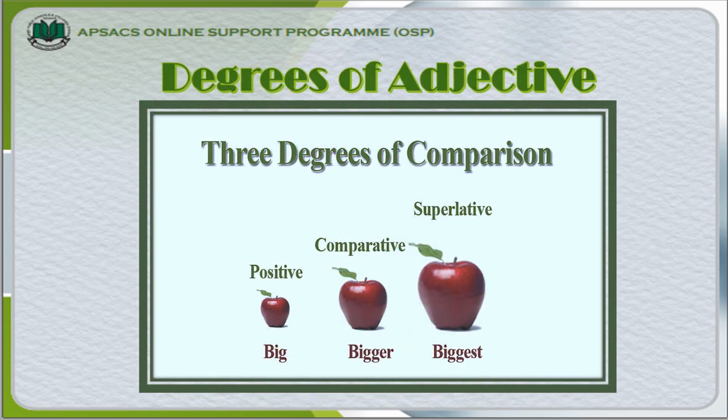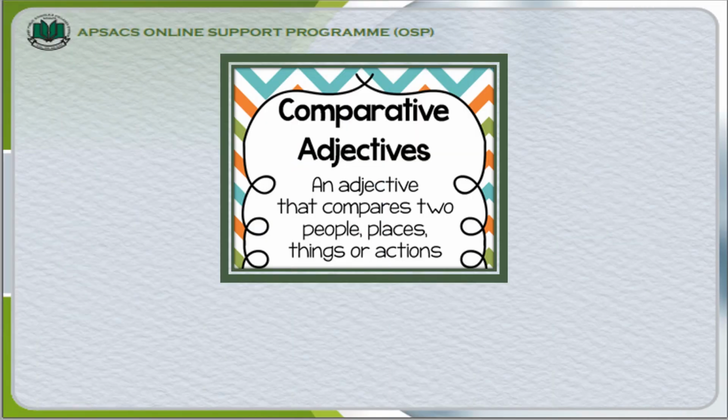There are 3 degrees of adjectives: positive, comparative, superlative. Okay, the comparative adjective. A comparative adjective is an adjective that compares two people, places, things, or actions. For example, Ahmad is shorter than his brother. Here we are comparing Ahmad to his brother.